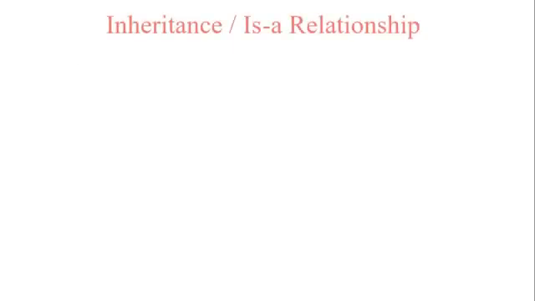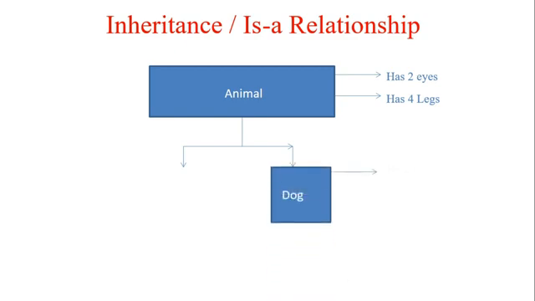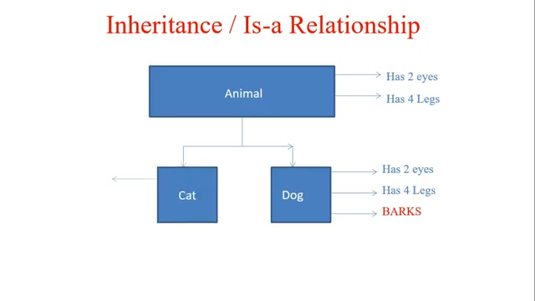The third and a very important concept is inheritance. So the next question is, what actually is inheritance? Say I have an animal class which has two eyes and four legs, and I have a dog class which has two eyes again, four legs, and it barks. And I have a cat class, which again has two eyes, four legs, and it meows. Looking at this, what do you really think this concept is all about?